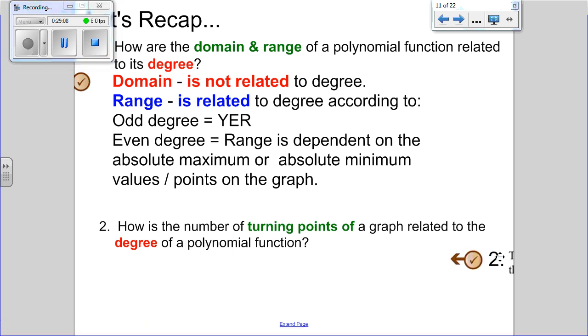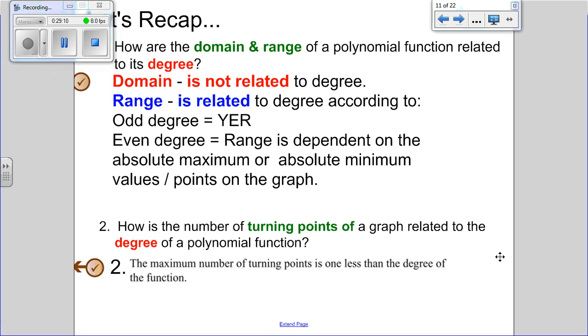So if you think about what we've seen, degree 1 always looked like a straight line. Degree 2 always had one curve. Degree 3, to this point, has always had two curves in it like that. That is not a coincidence. So the most number of turning points you could ever have is one less than the degree of the function.